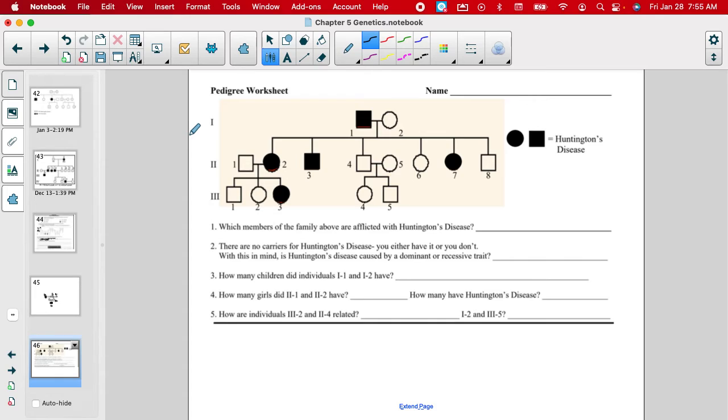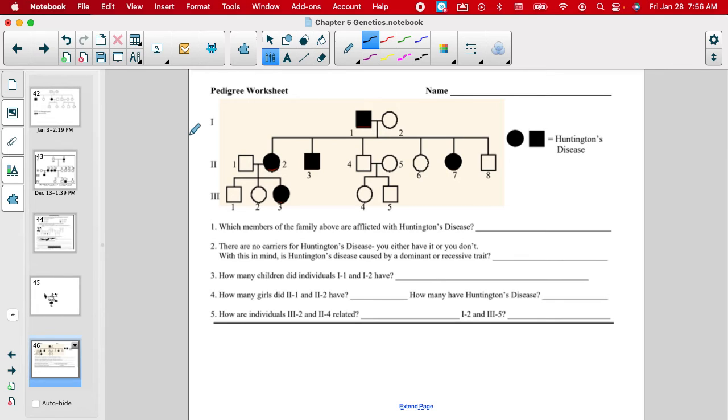Okay, on the back side, there are 3 more pedigrees, and so this top one is discussing Huntington's disease, okay? And when it says which members of the family are afflicted with Huntington's disease, do not forget the Roman numerals. So you have to include the Roman numerals for that. Number 2 says there are no carriers for Huntington's disease. You either have it or you don't. With this in mind, is Huntington's disease caused by a dominant or recessive allele? So that means if you just have one of the letters, you have it, okay? So ask yourself, is that dominant or recessive? And then I think the rest of the questions are pretty self-explanatory.